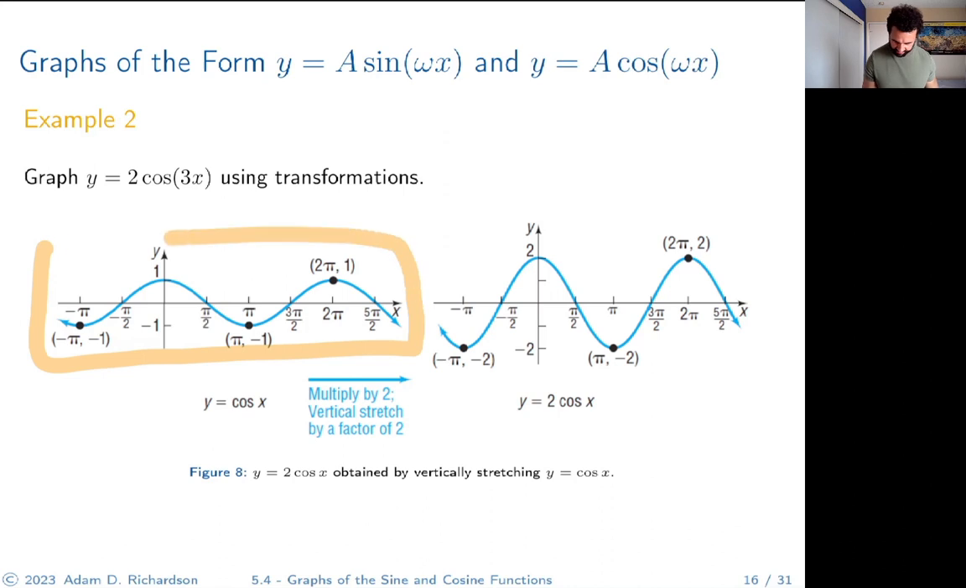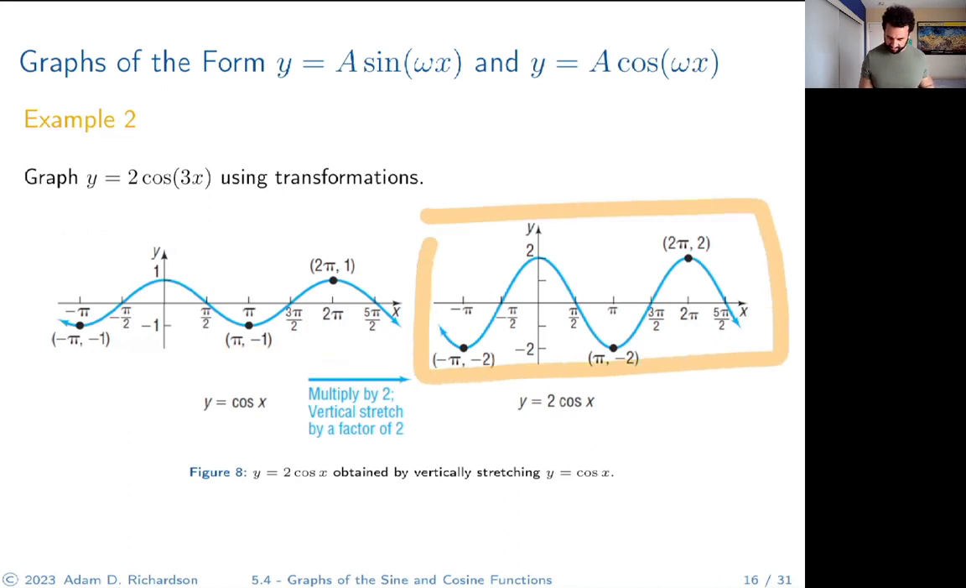This is the cosine graph, right? Just the standard cosine graph with no transformations. Then the first thing that they did was scale it vertically. So scale the whole thing vertically. And now the maximum displacement is going to be 2. The minimum is going to be -2. But that's all they've done for this step. This is just the first step.